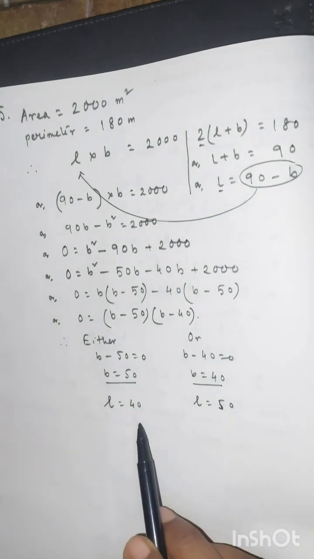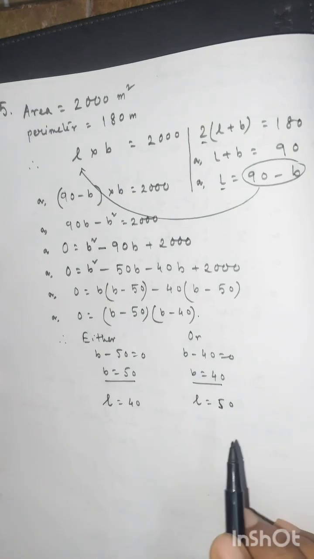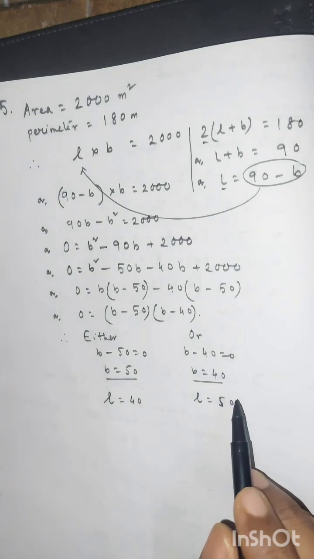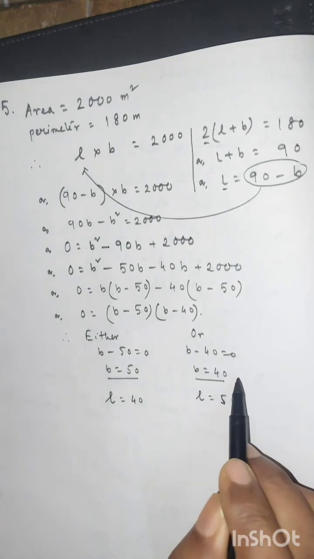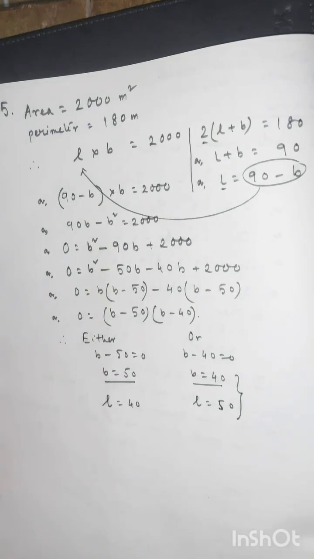If b is 50, L is 40. If b is 40, L should be 50. But we know breadth is generally shorter than length, so this should be our answer. Length 50 and breadth 40 meter.